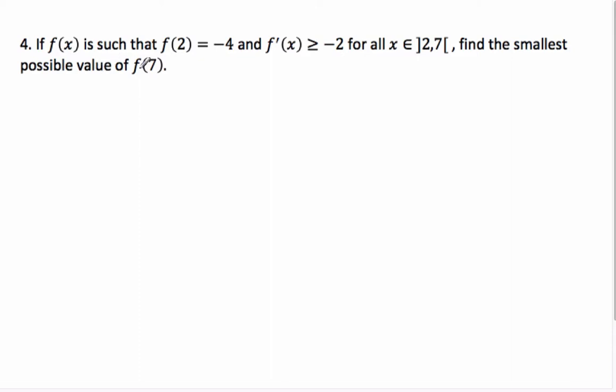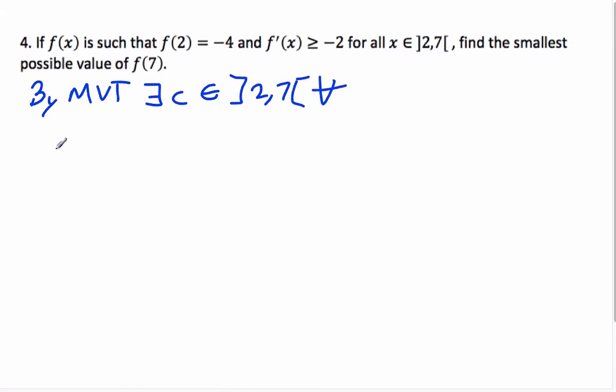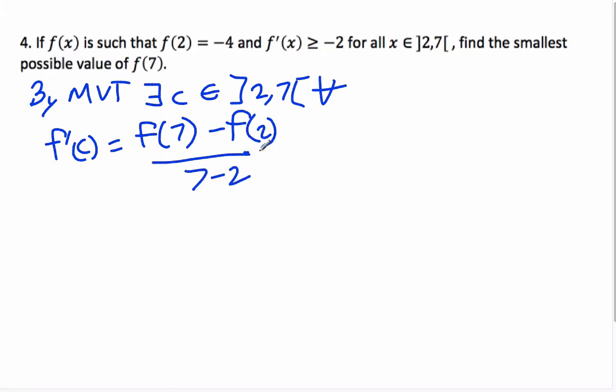Okay, so next we're going to solve this problem where we have to find the smallest possible value of f of 7 by the mean value theorem. And we're going to assume it's continuous and differentiable on this interval. And by MVT, there exists some c in the open interval 2, 7, such that f prime of c equals f of 7 minus f of 2 over 7 minus 2.